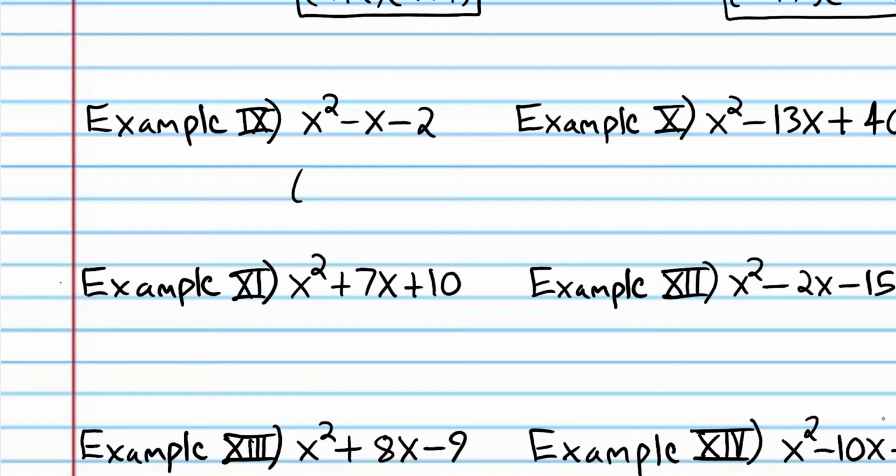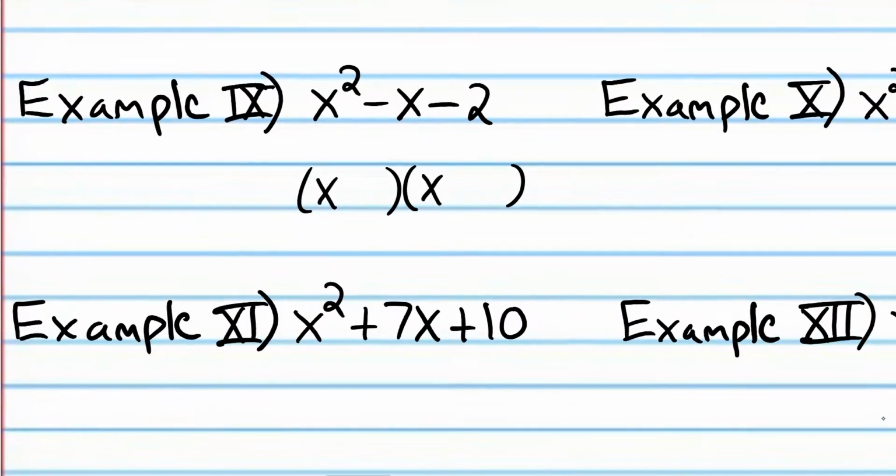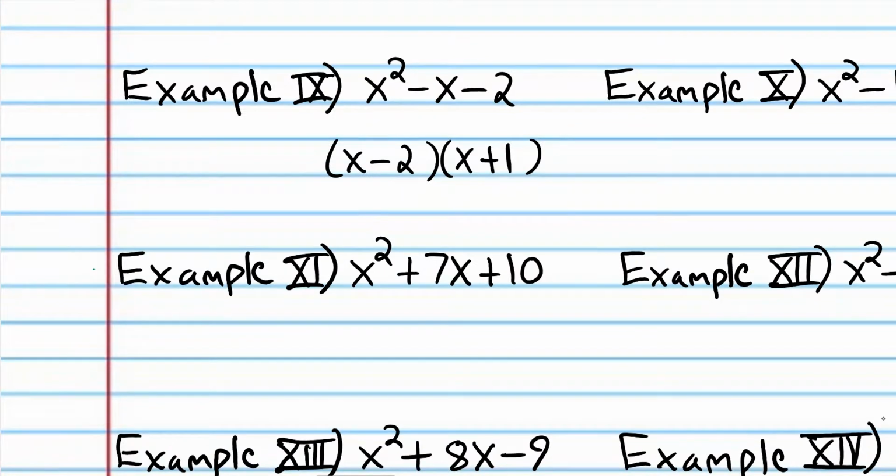So let's, again, write two sets of parentheses. And what two numbers multiply to negative 2? Well, there's really only one option when it comes to whole numbers, 1 times 2. And one number has to be negative, the other has to be positive. So here the negative should be the bigger number. And so there you go.